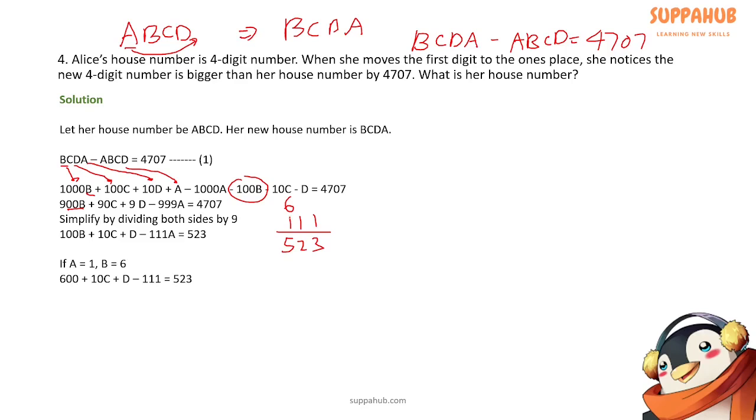Then you can write the equation in this manner, because you know that B equals 6 and A equals 1. And then down here you know that whatever number minus 1 gives you 3. Then whatever number minus 1 gives you 2 is with 3. So it's just C equals 3, and then you have B equals 6 and D equals 4. So the house number ABCD is 1634.